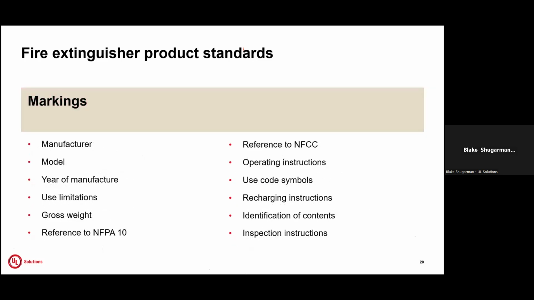For markings, nothing too exciting. The manufacturer's name, the model designation, the year of manufacture, the use limitations, the gross weight, reference to NFPA 10, and as appropriate for Canadian certifications, reference to the National Fire Code of Canada, operating instructions, use code, FCC, las instrucciones, identification of contents, and inspection instructions.